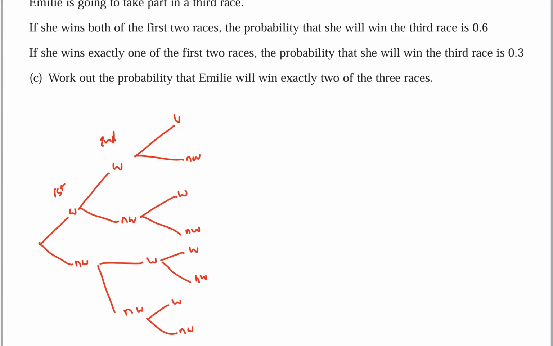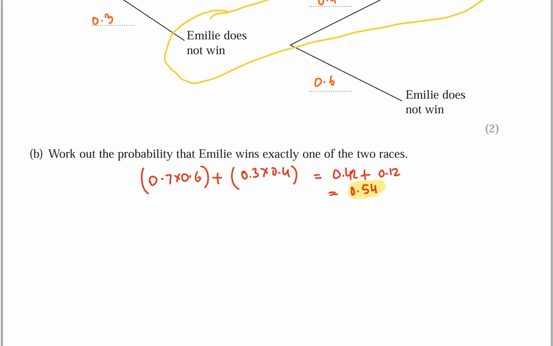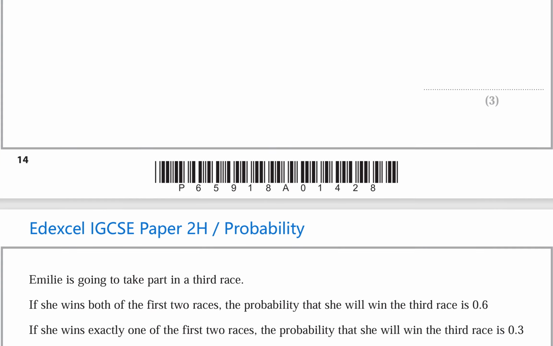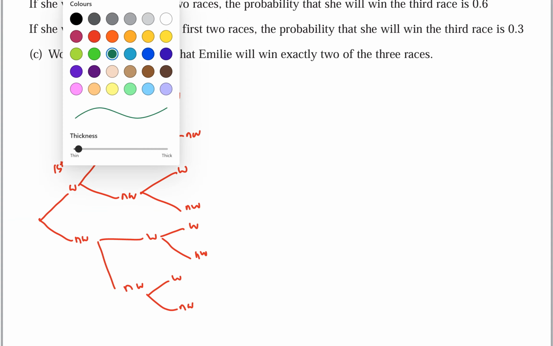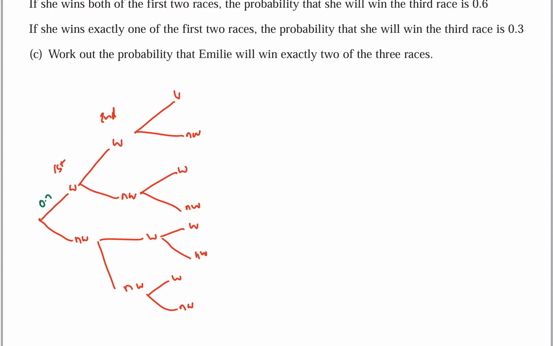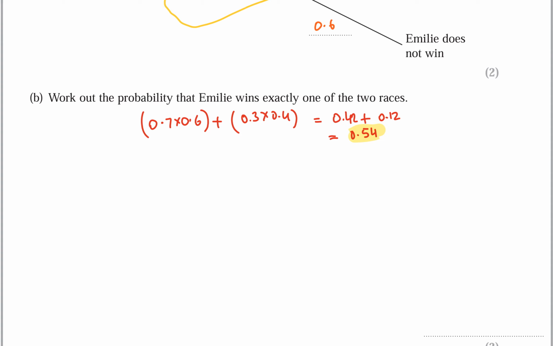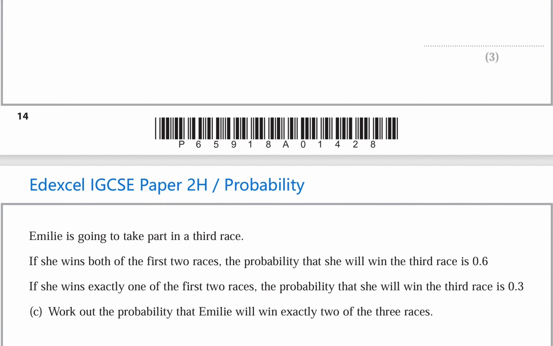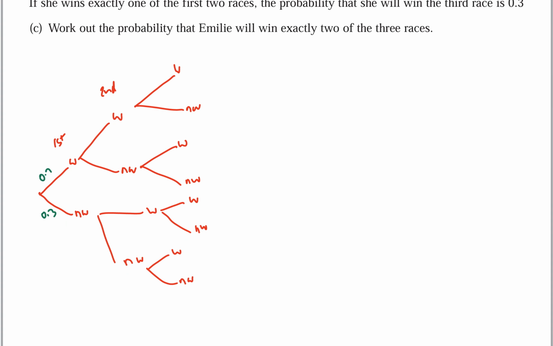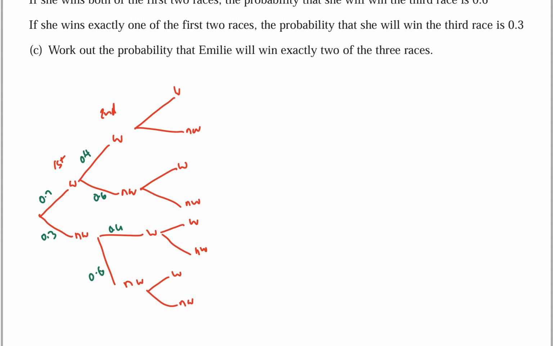So then we can write what is the one probability winning is 0.7 and 0.3. So I will write here 0.7, 0.3, and then for the second bit I had 0.4, 0.6, 0.4, 0.6. So I will write 0.4, 0.6, 0.4, 0.6. So I now need to put in the conditions of the third race.